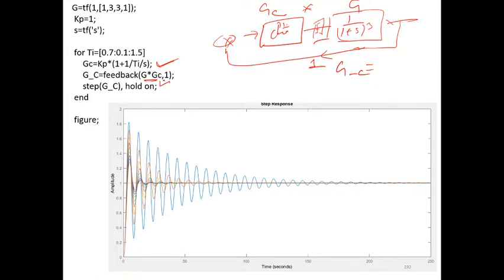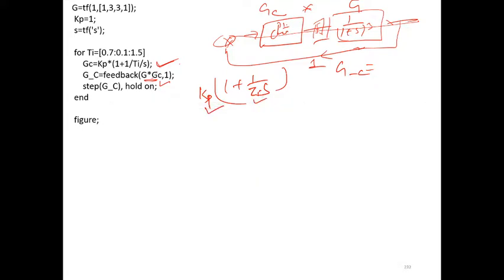So we have represented G into Gc in the forward path, and the feedback path is 1. Forward and feedback will give the overall system transfer function, okay. And the value of tau I is 1 upon 1 plus 1 upon tau I s into Kp, okay. So what will the Kp be? We have to choose two values, first the variable Kp and second tau I.